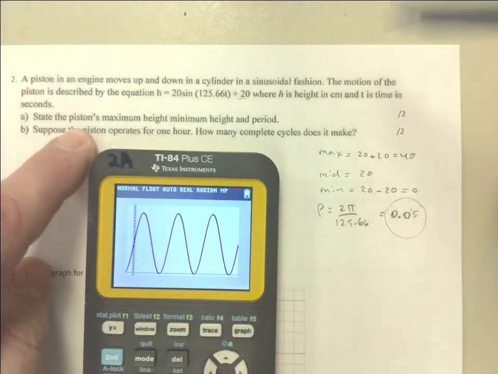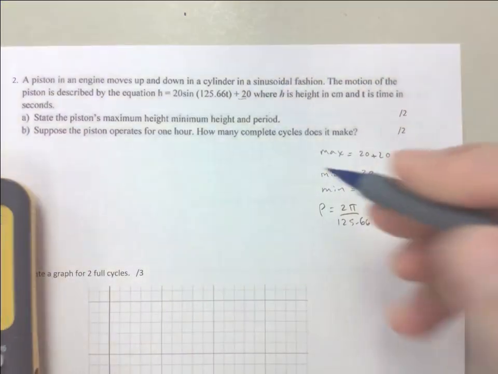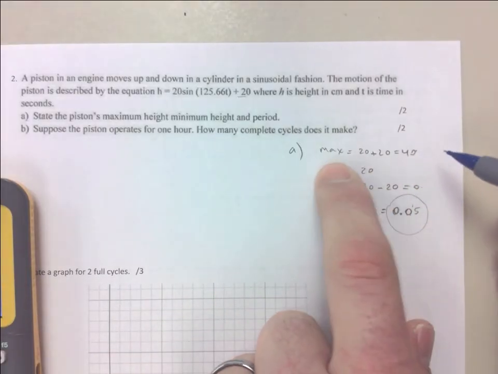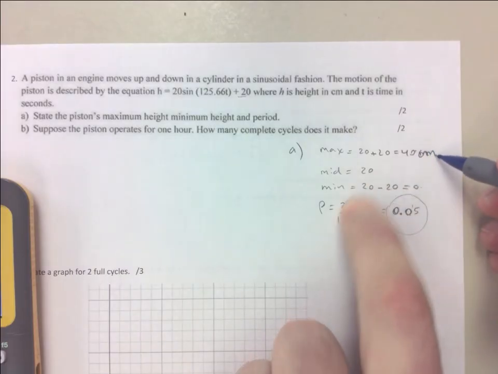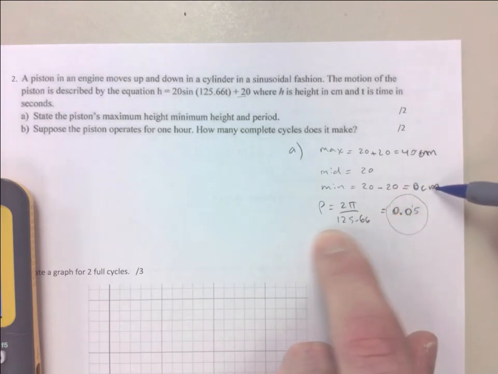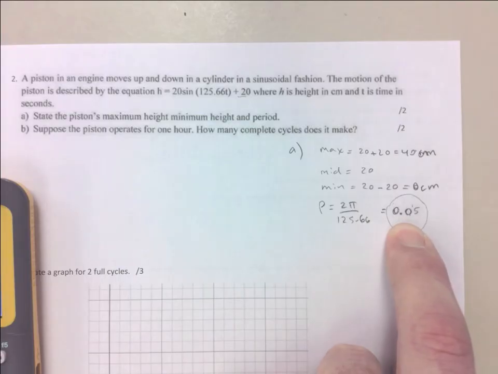State the piston's maximum and minimum height and the period. Oh, coincidentally, I've done that already, except you would want to add units to it. Max would be meters. Or is it centimeters? Sorry, centimeters. The minimum height is 0 centimeters, so if labeled, that's technically correct. 0 centimeters. And the period is what? What would the units be for the period? It's your x-axis. Seconds. Yes, in this case it's seconds.